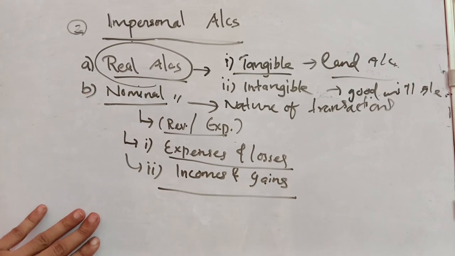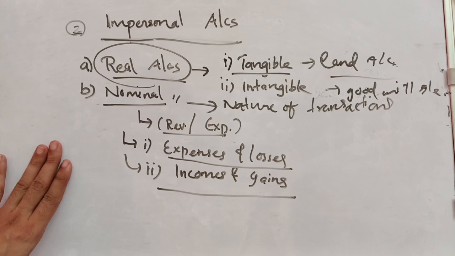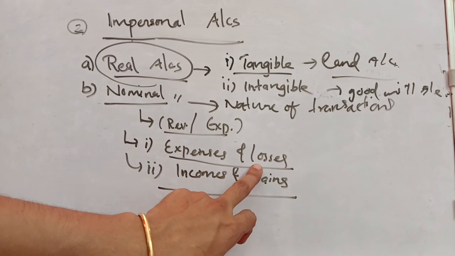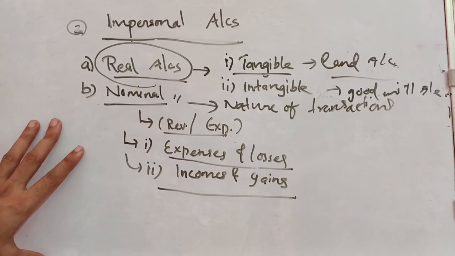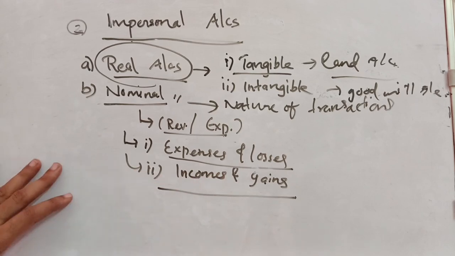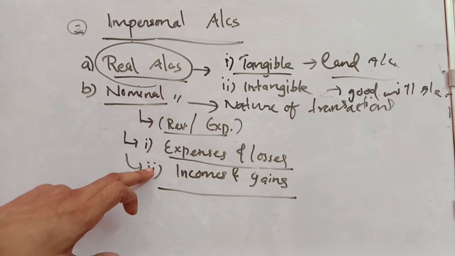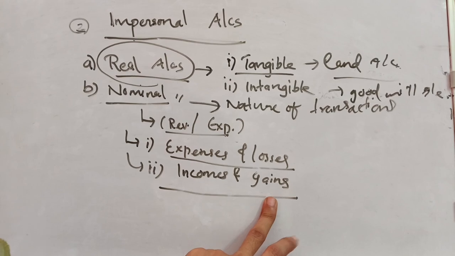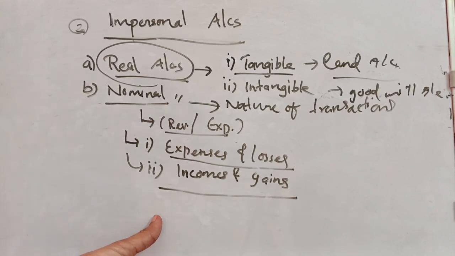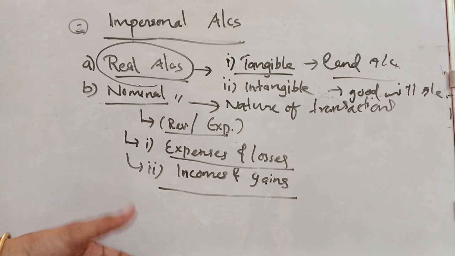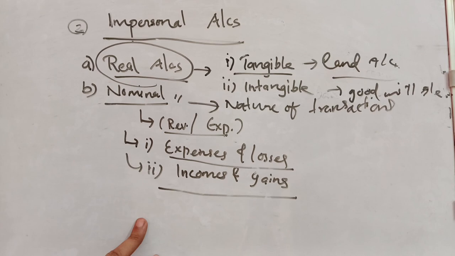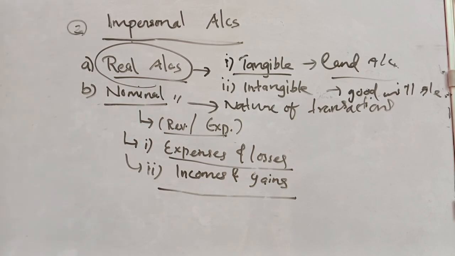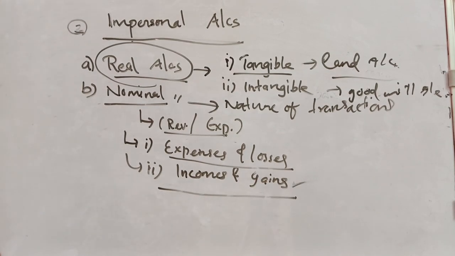Expenses include rent paid account, salaries account, etc. Losses mainly include loss on sale of asset account, and loss due to a decrease in the value of assets or an increase in the value of liabilities, etc. Then the other classification of nominal accounts is incomes and gains. Incomes include interest received account, discount received account, etc. Profit on sale of assets, that is, profit due to an increase in the value of assets or a decrease in the value of liabilities, all comes under gains account.